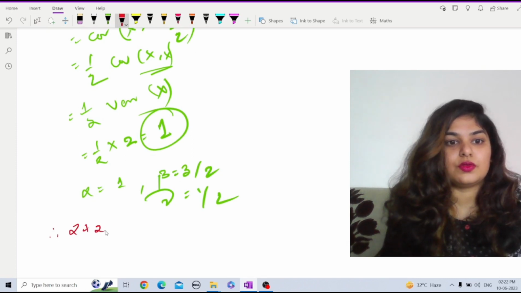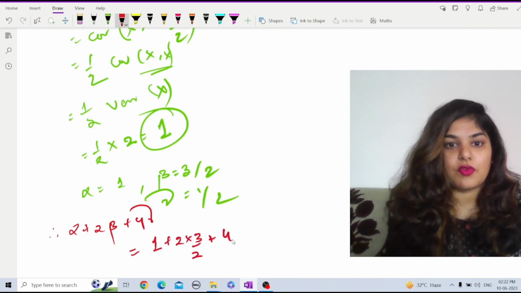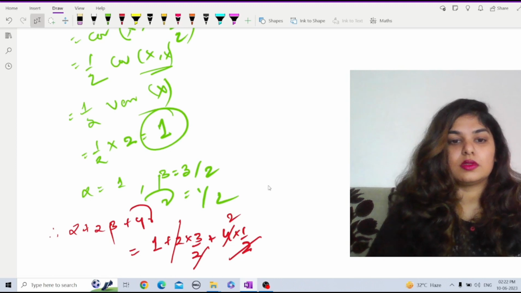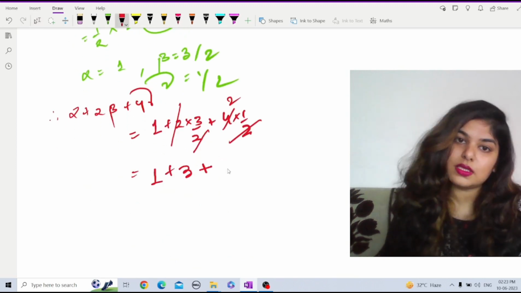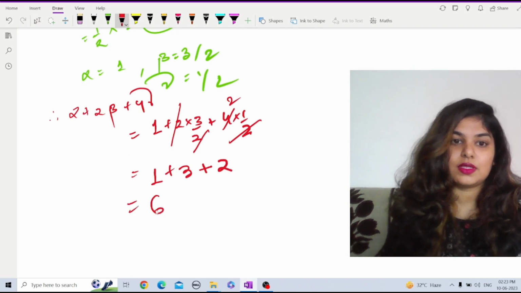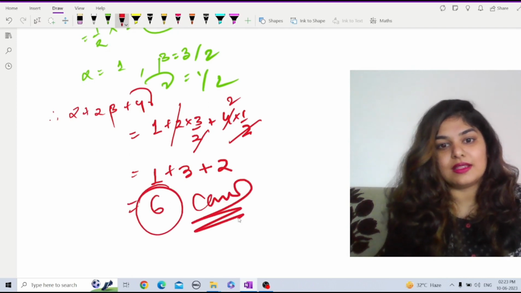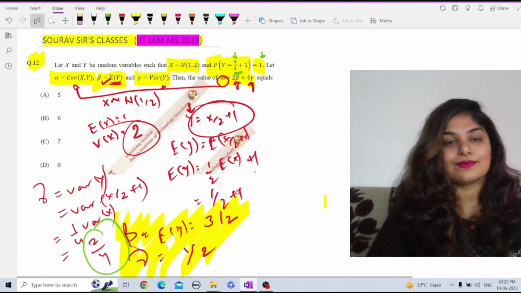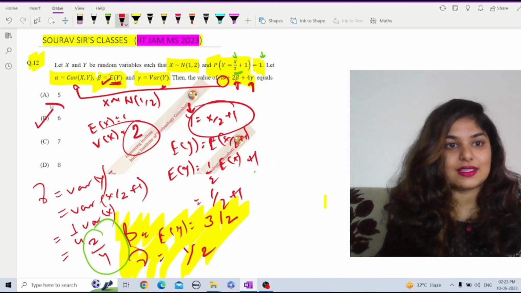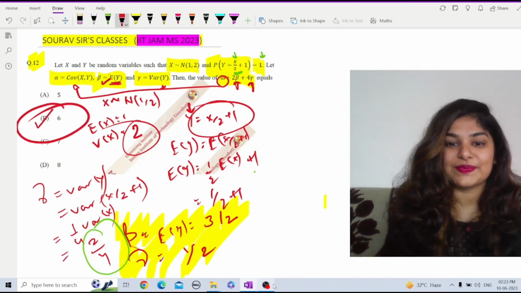Therefore, alpha plus 2 beta plus 4 gamma is equals to 1 plus 2 into 3 by 2 plus 4 into 1 by 2. So 2 gets cancelled, 2 ones are 2, 2 twos are 4. So we have 1 plus 3 plus 2 is equals to 6. So 6 is our answer. Let us check the options. Yes, this is the correct answer.